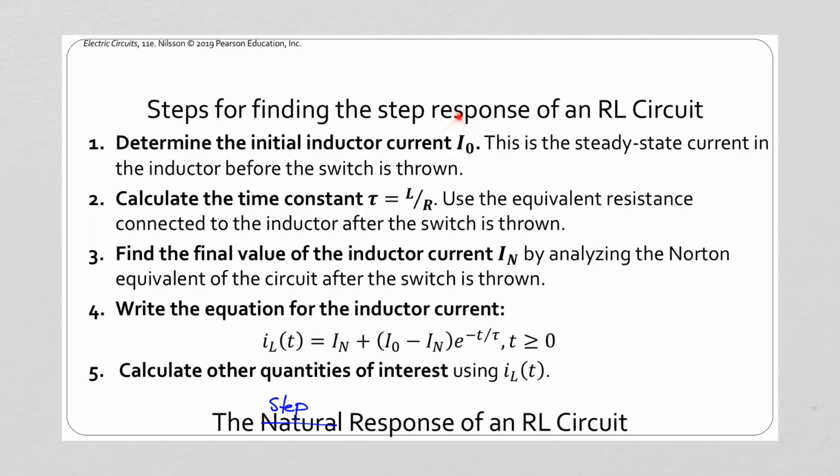And then once you know these three values, each one of them is going to go into this equation that we've derived. And so you can plug in all of those numbers and you have the inductor current as a function of time. Once you know the inductor current, you can find any other quantities, any other voltages or currents elsewhere in the circuit based on this initial setup.